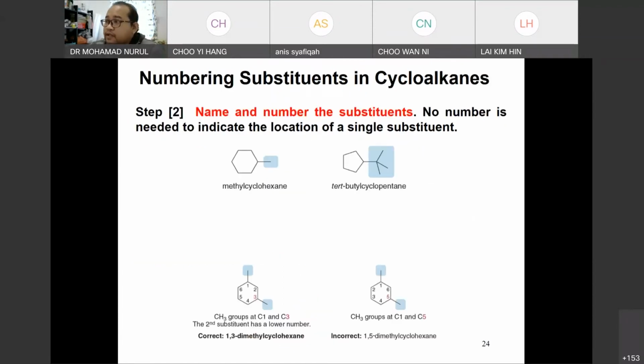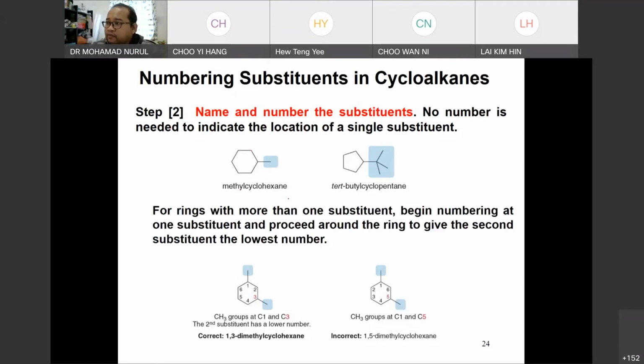Okay, name the number of substitutions. No number is needed to indicate a single substitution. If there is a single substitution, there is no need to put numbers, okay, because it's easy for us to put it at any place, right? For example, for this one, you can easily put the methyl in this position also, because they are single substitutions, okay. So this one is tert-butylcyclopentane, and this is methylcyclohexane, okay.